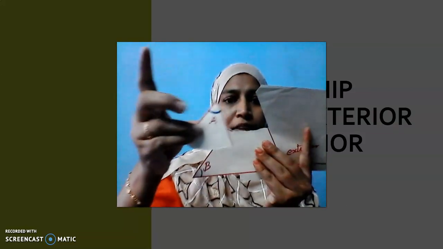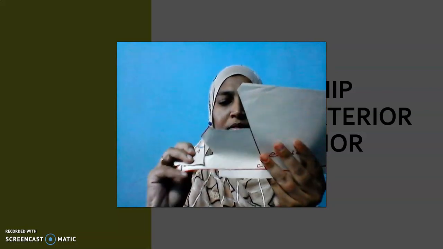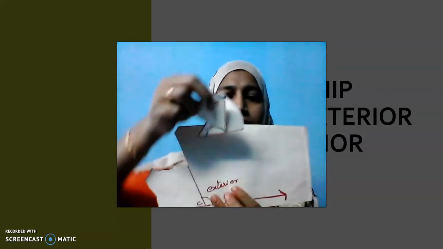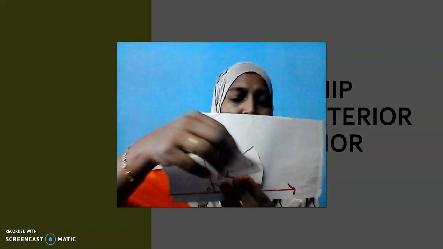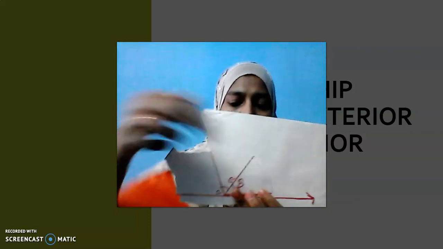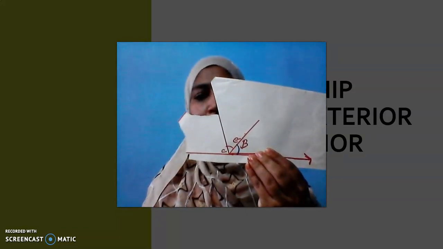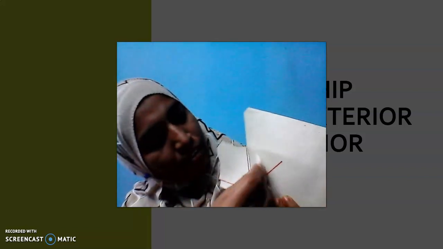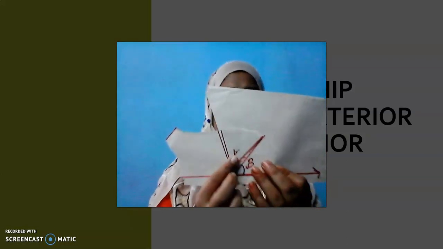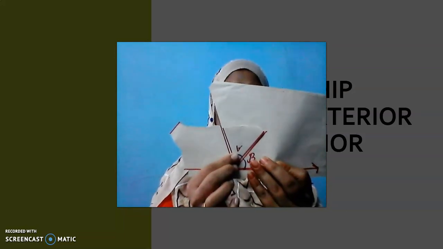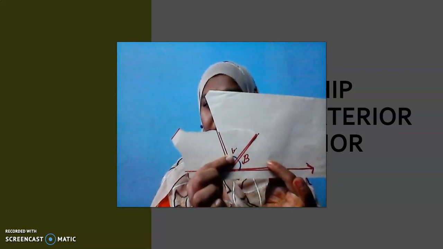I have taken this angle A, and also angle B. I have taken out angle A and angle B. Okay, now I am placing this in the exterior angle. This is angle B, this is angle A. What do you feel now? I brought both angle A and B and it exactly fits inside that exterior angle.